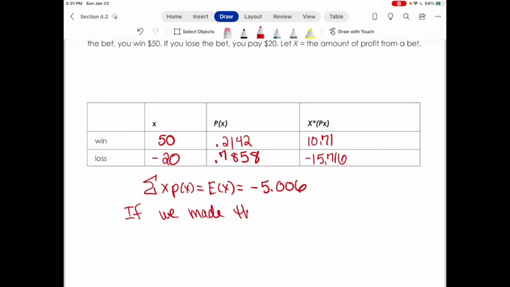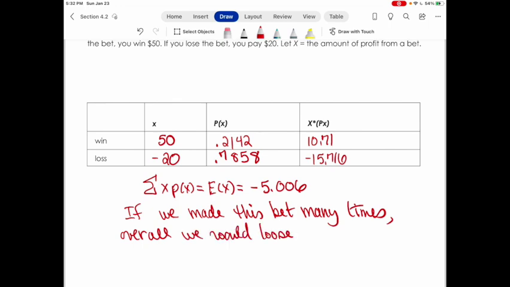So I would interpret this by saying if we made this bet many times, overall, we would lose about $5 per bet.